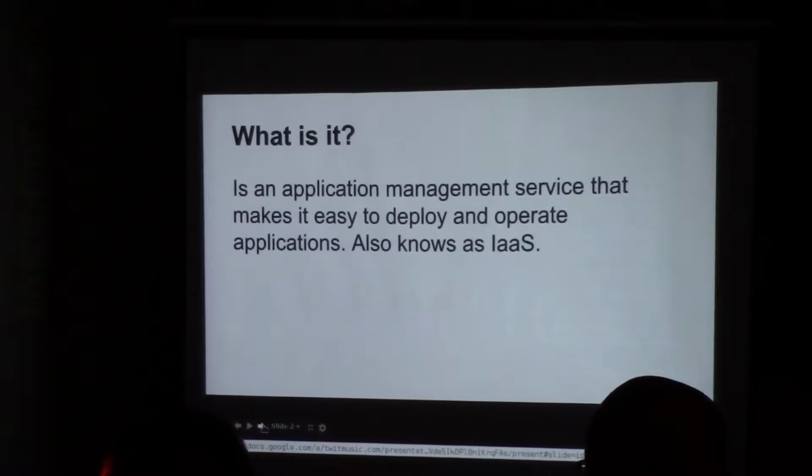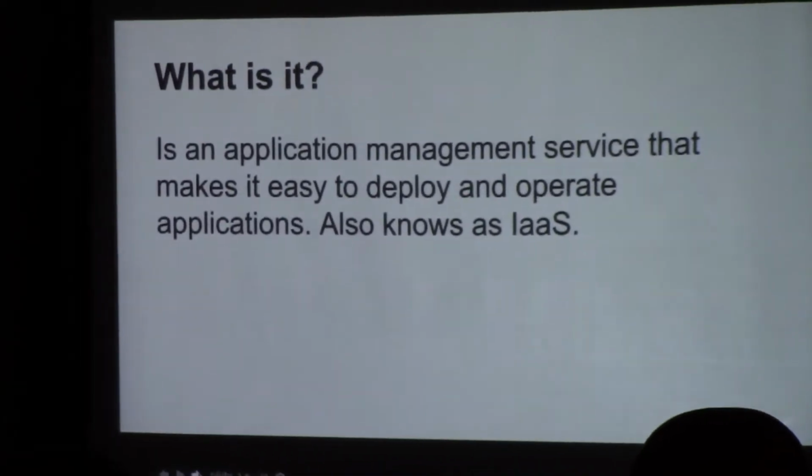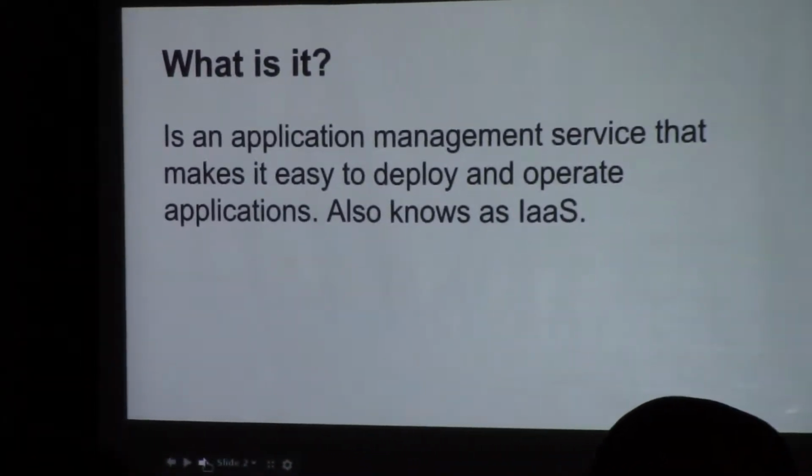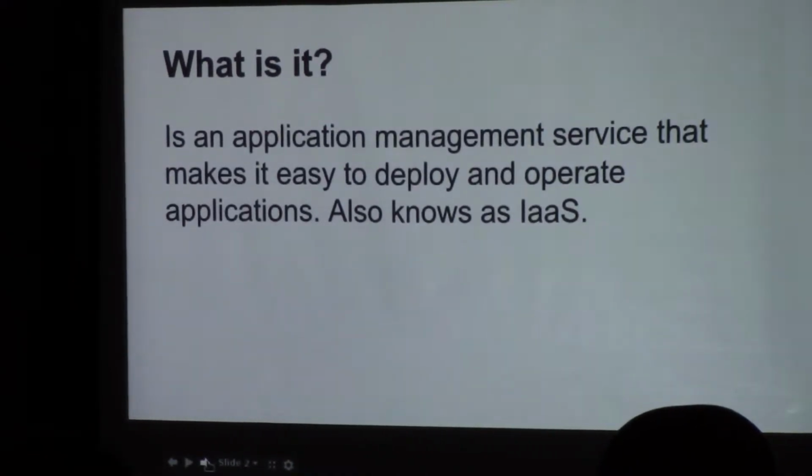OpsWorks is also known to be an IaaS, infrastructure as a service. So compared to other deployment solutions like Heroku and Microsoft Azure, AWS has another solution called Elastic Beanstalk. They differ slightly. So let's say Heroku is more a platform as a service solution, so is Azure, so is Elastic Beanstalk, and then there's another one called Cloud66, which we'll see in the next slide.